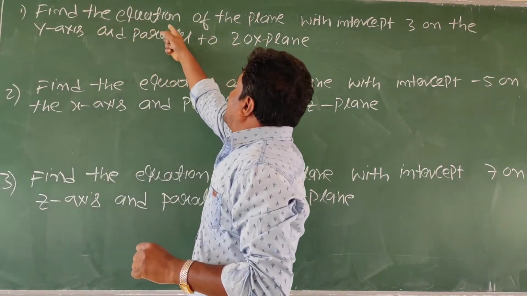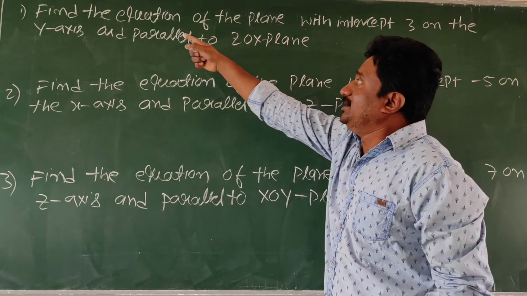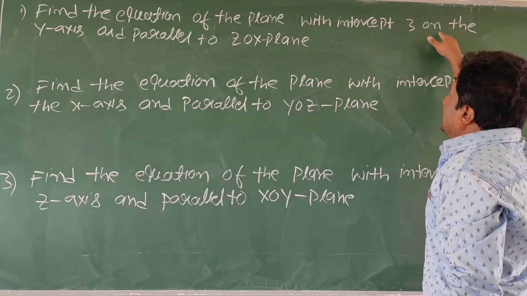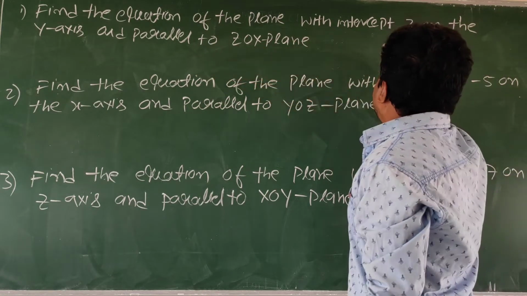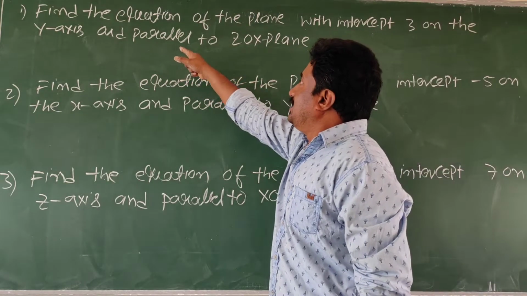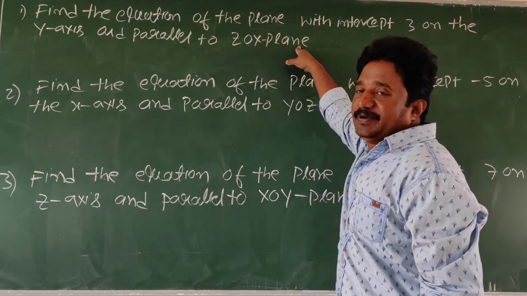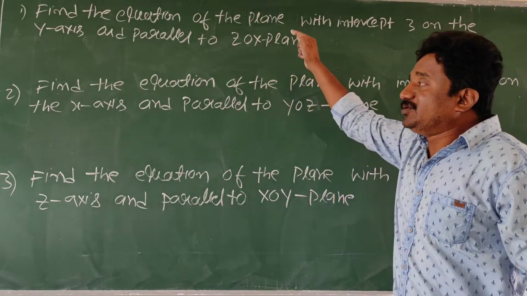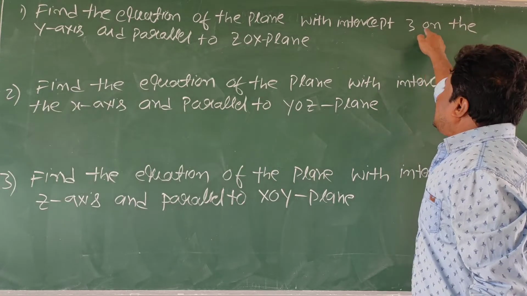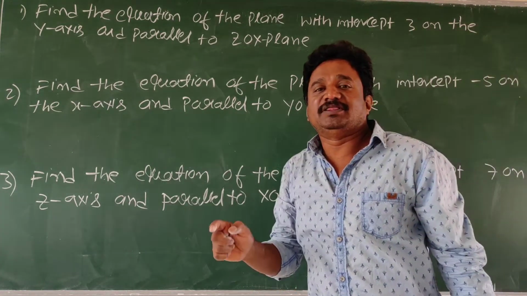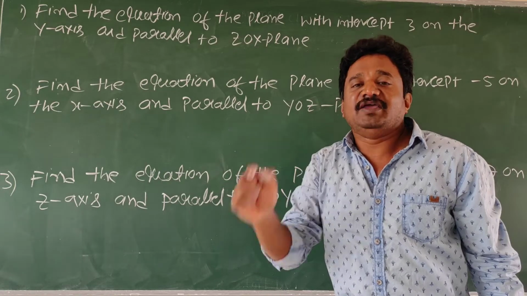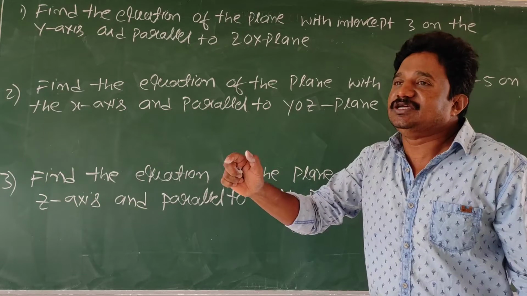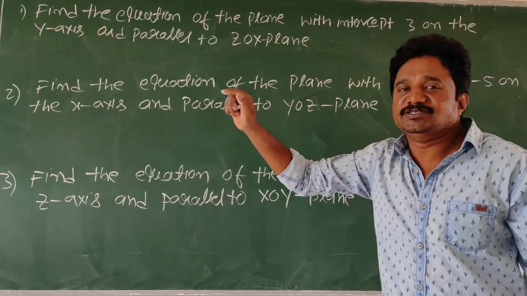Find the equation of the plane with intercept 3 on the y-axis and parallel to the ZOX plane. Try to understand, it's one more question, friends. Understand the question first. Intercept 3 on the y-axis means it is the y value. The distance of the plane from the origin is 3. That means y is equal to 3.